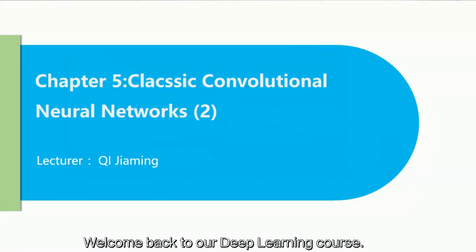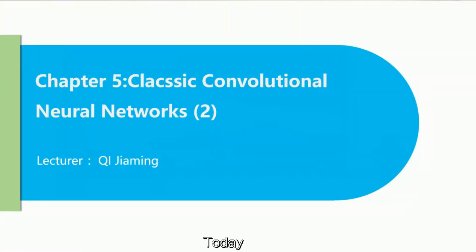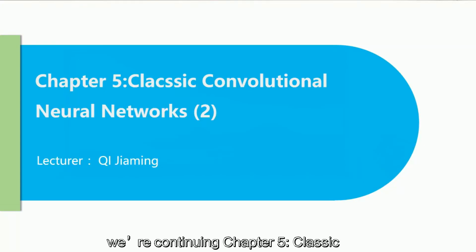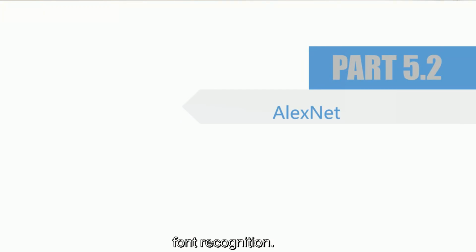Welcome back to our Deep Learning course. Today, we're continuing Chapter 5, Classic Convolutional Neural Networks 2. And our focus is Part 5.2, AlexNet, a landmark model that revolutionized CNNs. Let's start with AlexNet's structure, its innovations, and then use it for a practical task, Chinese font recognition.